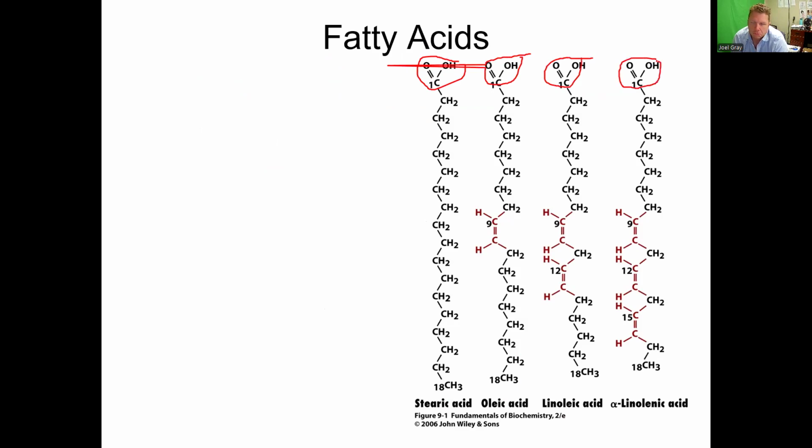These are all carboxylic acids. Each one of them has a carbon labeled 1. If we go to the very bottom of this structure, we have a carbon labeled 18. So these are 4 different 18 carbon long structures. If you look below that carbon 18, you'll see that they have unique names: stearic, oleic, linoleic, and alpha linolenic acid. So these are 18 carbon long molecules with 4 different names.